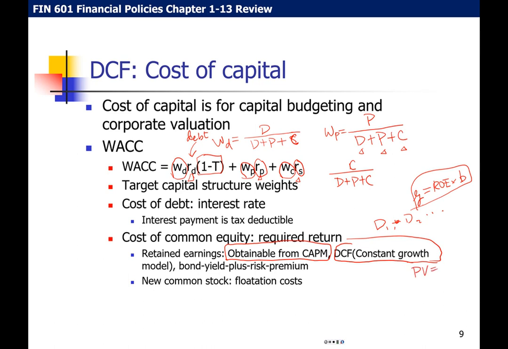The present value of the stock is the 1 over R minus G. Okay, and the last one is using bond yield plus a risk premium. Remember when we said stock and bond, the return of stock is usually higher than the return of the bond because stock comes with higher risk. And if you're given the risk premium and bond yield, you can simply find the return of stock by adding the cost of debt and the risk premium.